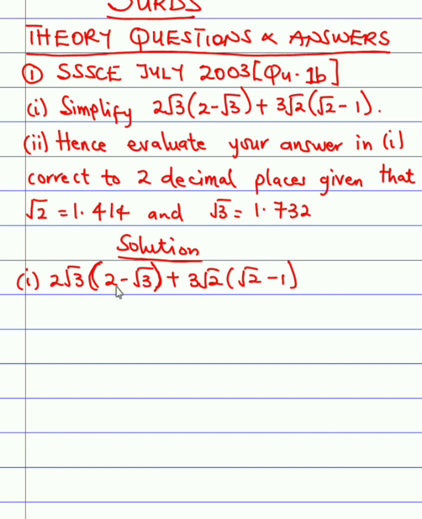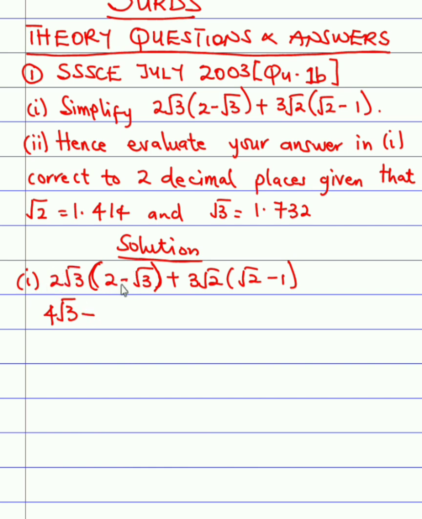So 2 root 3 times 2, this 2 over here is going to multiply the 2 over here. All right, now because we don't have any number under the square root over here, we ignore that one. So this 2 is going to multiply this 2 over here. So 2 times 2 gives us 4 root 3. We'll bring our operation, which is minus.